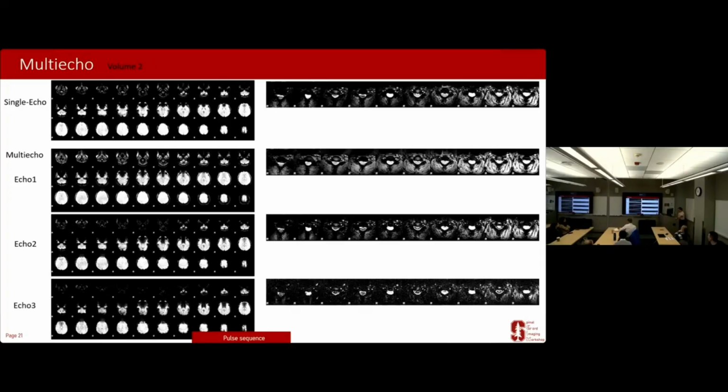For the third echo, TE is 52.1. More signal dropped out in the brain and the spinal cord.